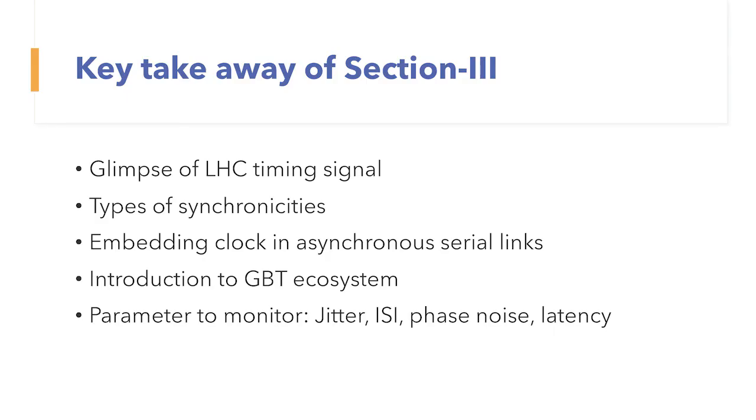Okay, in this section 3, I have covered 5 main points. What are the timing signals that are important in the LHC? Types of synchronicities. Then how to embed a clock in asynchronous serial links, a brief introduction to the GBT ecosystem, and the parameters to monitor like jitter, then inter-symbol interference. I haven't talked about that, you can skip that. And phase noise and latency.